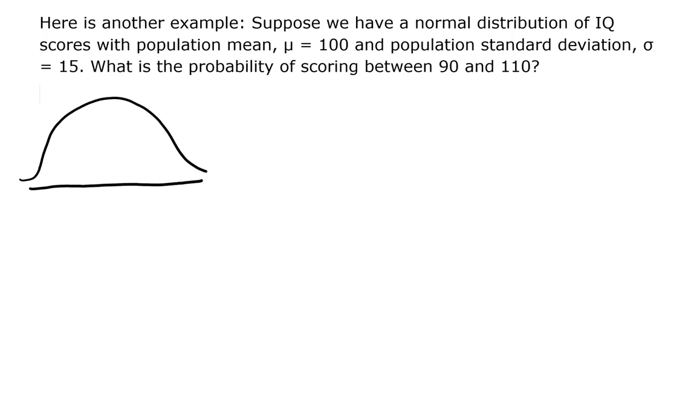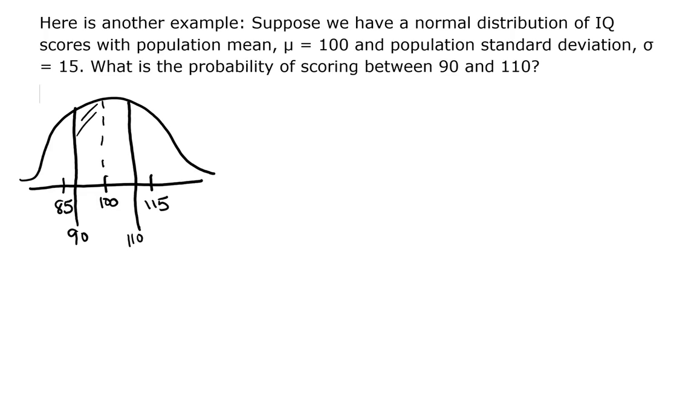sketch this distribution out. So here is mu 100, and let's do 85, which is one standard deviation below, and 115, which is one standard deviation above. And we're looking for the probability of scoring between 90, which is going to be about right here, and about right here for 110. Whoops, 110.